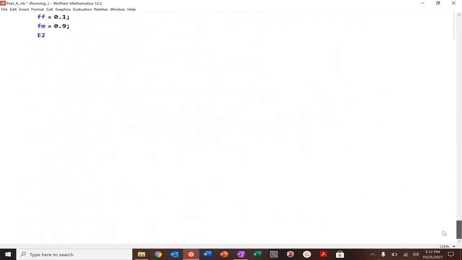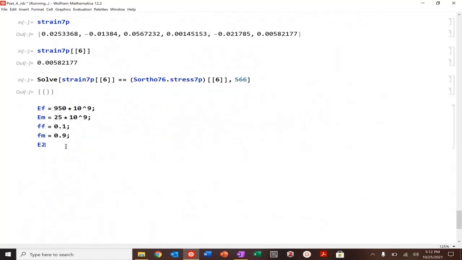Great. So now I can go ahead, E2 is equal to E of my fiber times fraction of fiber plus fraction of matrix times E of the matrix. And I could do that E1 is equal to basically 1 divided by fraction of fiber divided by E of fiber plus fraction of matrix divided by E of my matrix. And then E3 equals E1.